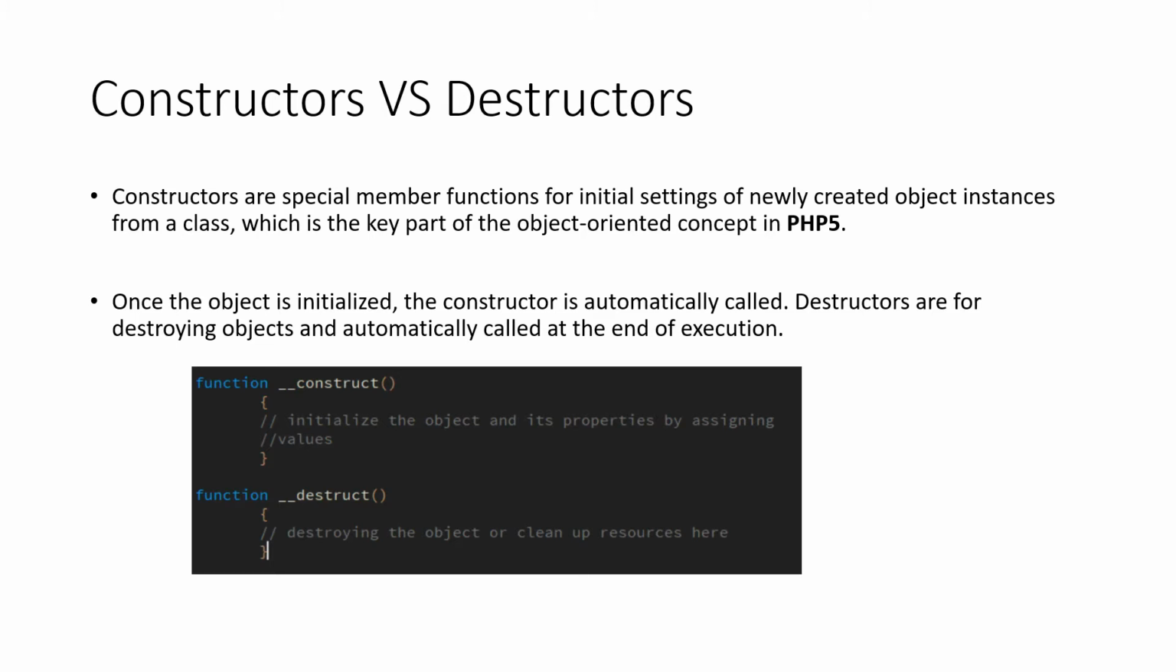Once the object is initiated, the constructor is automatically called. Destructors are for destroying objects and are automatically called at the end of execution. Below you see the two functions. For the constructor, we declare the constructor and its body, and inside its body we initialize the object and its properties by assigning values. We will see it later. And the function of the destructor is this one.